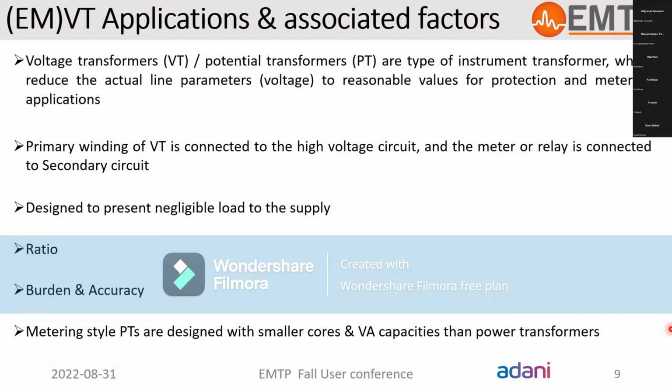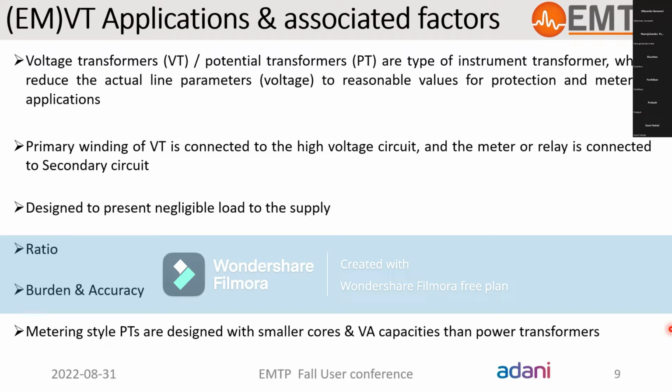Now, before moving forward, it is important to know the construction of the EMVT itself and the associated factors, which is generally used in power plants. So EMVTs are mainly designed to present a negligible load to the supply being measured and have an accurate voltage ratio and phase relationship to enable accurate secondary connected metering or protection devices. Now the standard voltage ratio is 110 volts, compatible with the standard measuring instruments.